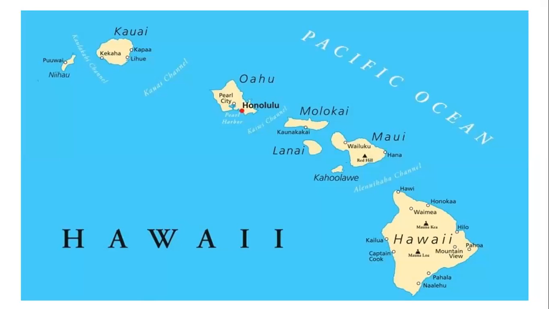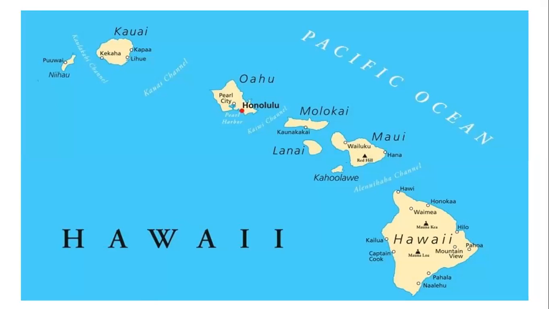And remember, Hawaii is not just one island. It is 8 islands in the middle of, well, in the ocean. It is 8 islands, but it's all Hawaii and they're all part of the United States of America. Part of North America.